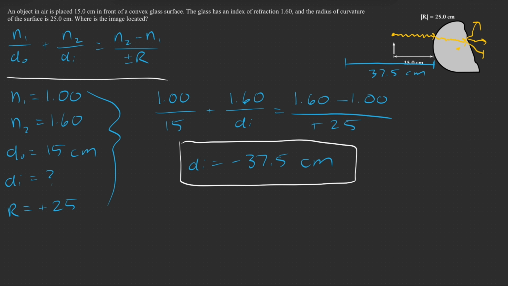That left of the surface is coming from our negative sign that we got here for our di. If this had been a positive sign, it would have been 37.5 centimeters to the right of the refracting surface. The negative just means that the image appears on the same side that the object was originally. So that would be our answer to this problem.